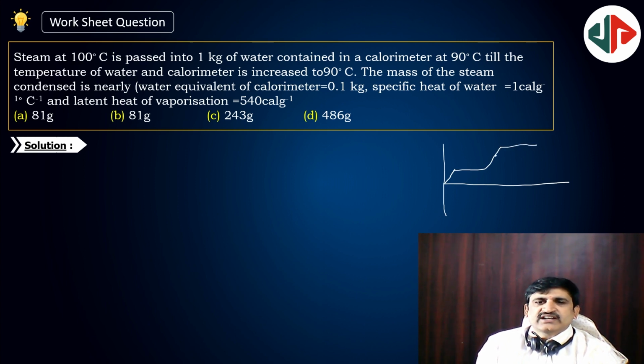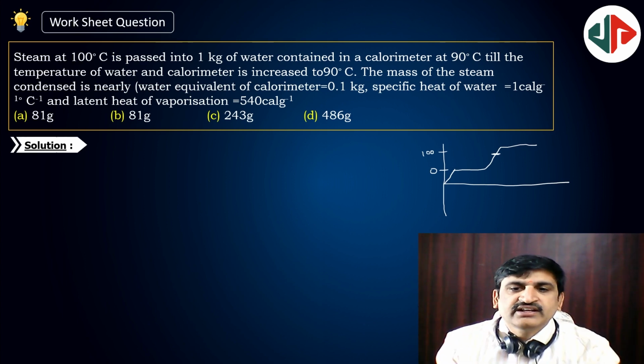So water at 90 degrees is the initial state. This is 0 degrees, this is 100 degrees. Steam is passed into 1 kg of water contained in a calorimeter at 90 degrees Celsius till the temperature of water and calorimeter is increased to 90 degrees Celsius. The mass of the steam condensed is nearly 0.1 kg. Specific heat of water is given, and latent heat of vaporization. What we have to find is the mass of the steam. But the initial and final temperatures he gave are the same, so it should be different. I need to change the question terminology.